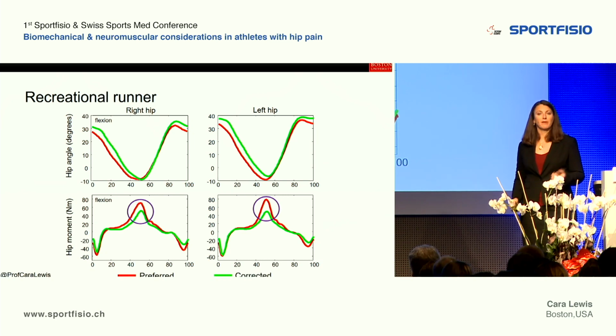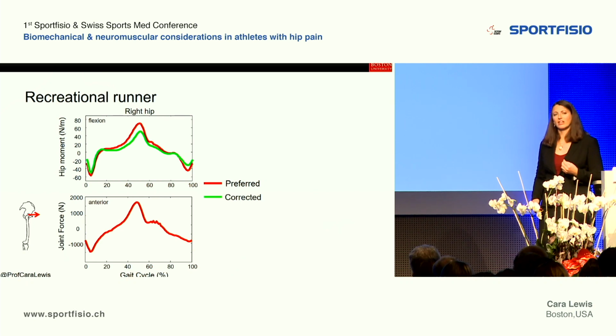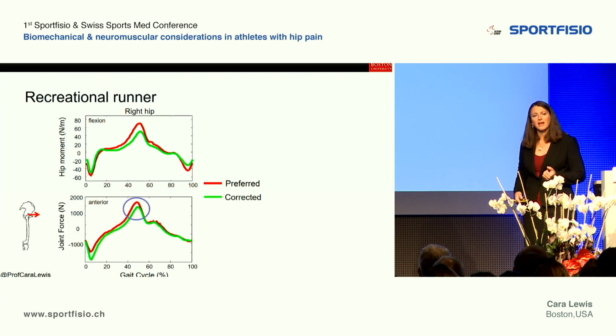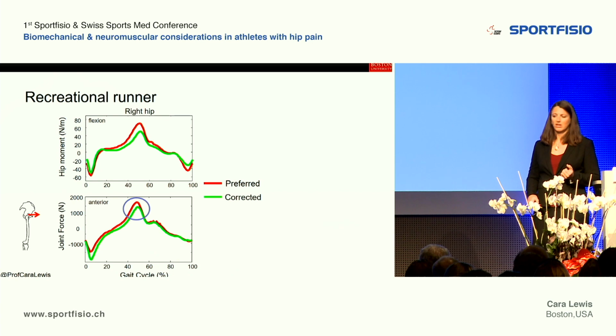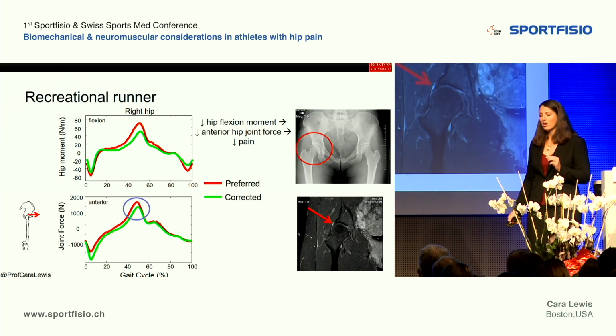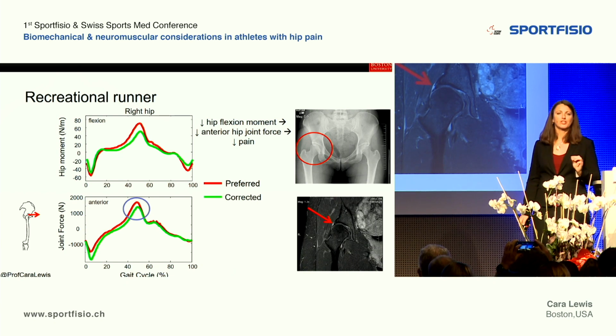Now we can take it one step farther, because I can look at the joint forces. So how much is that femoral head pressing forward on the acetabulum? And so that's the anterior, the positive joint force. And what we see is that we reduced that as well. So by reducing her hip flexion moment, we also reduced that anterior hip joint force. And by that, significantly reduced her pain. And all of those changes were critical for her because of the structure she had.